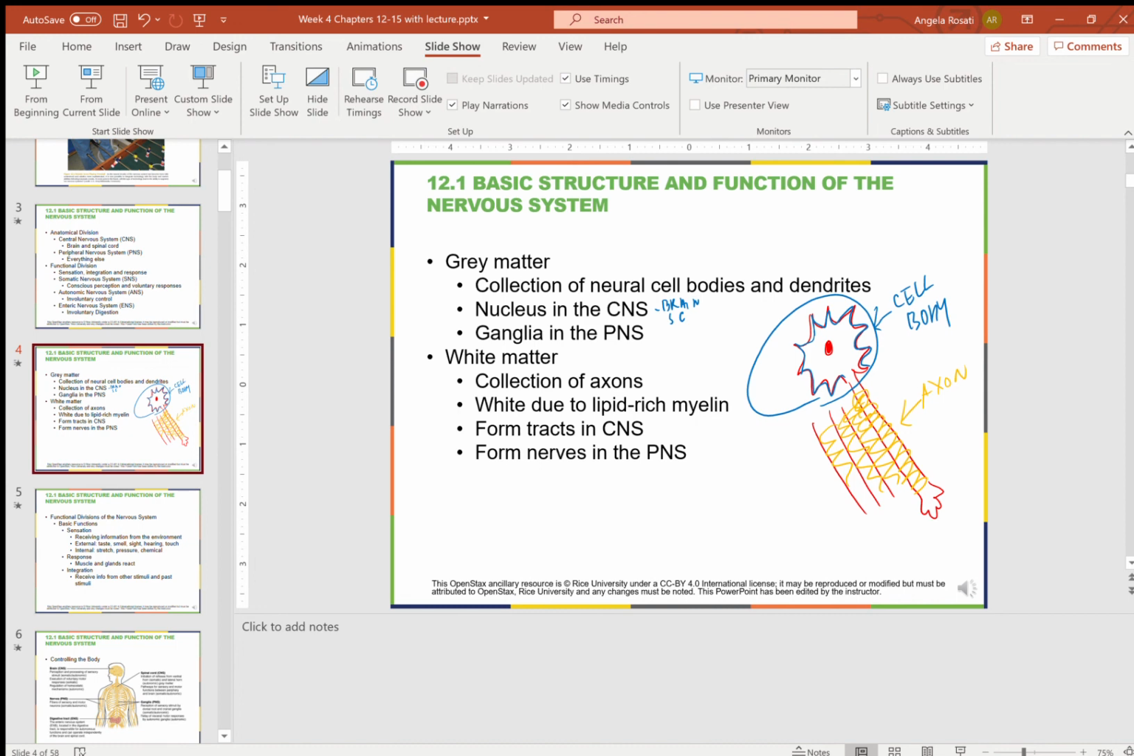So I hope that helps. I first played the audio and then realized that slide 4 didn't have any audio, only my drawing. So that was the audio for slide 4.